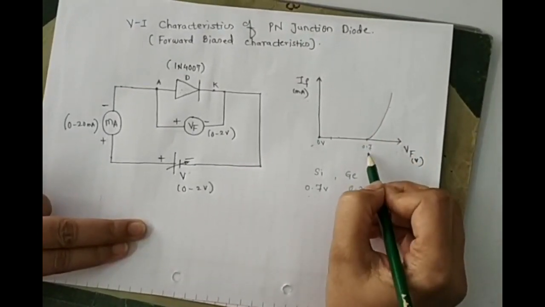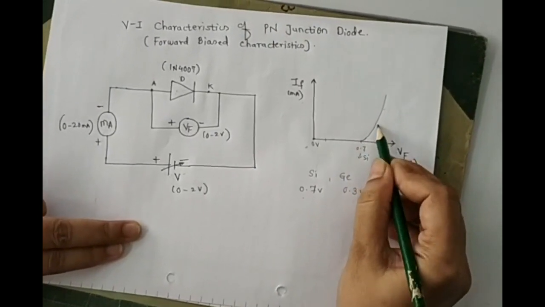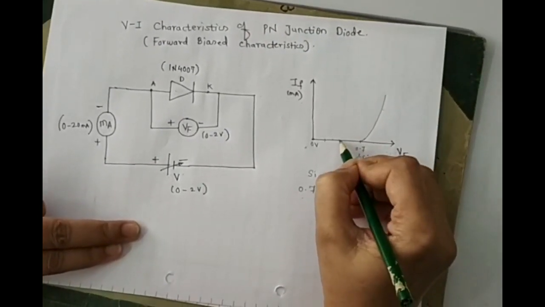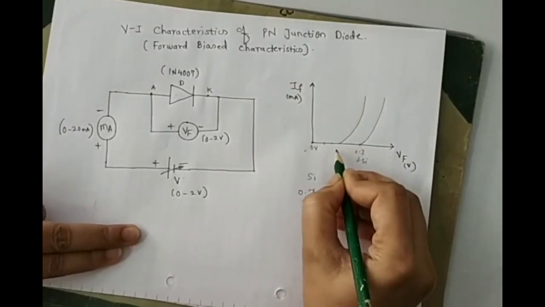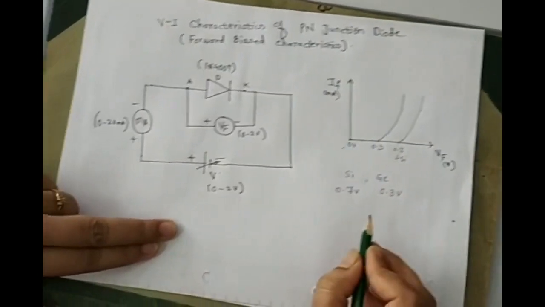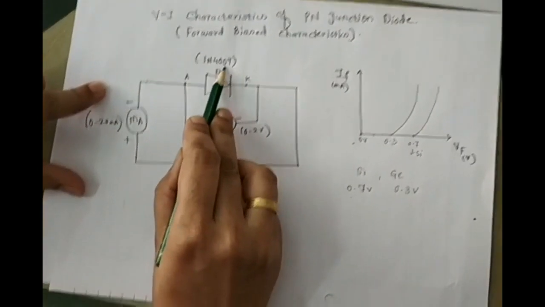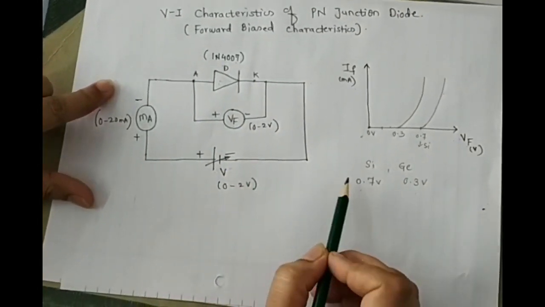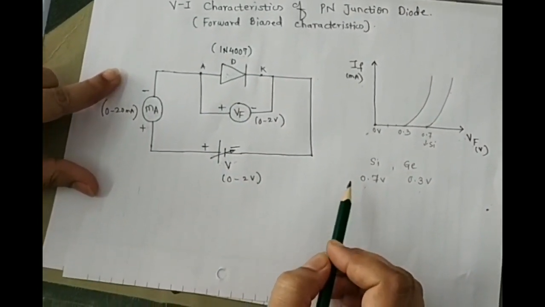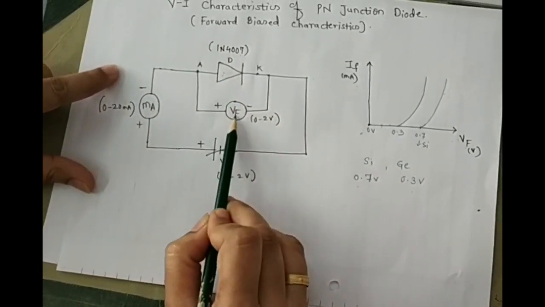Now if the diode is of silicon, then we will have the cut-in voltage of 0.7, and if the diode is of germanium, then we will have a curve like this, where the cut-in voltage will be 0.3. So which type of diode, which material, either silicon or germanium, we are going to decide from this circuit diagram. So first we need a diode, a voltmeter.